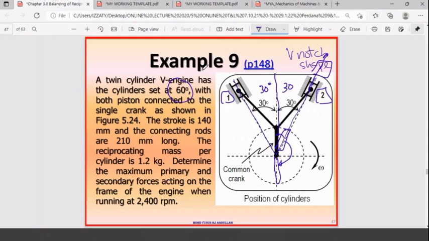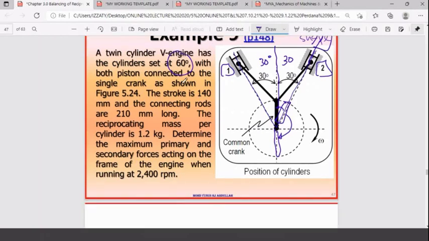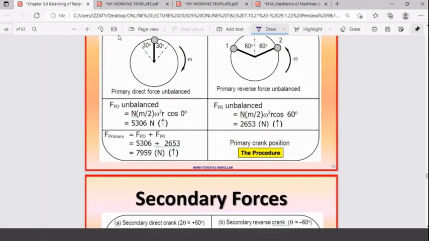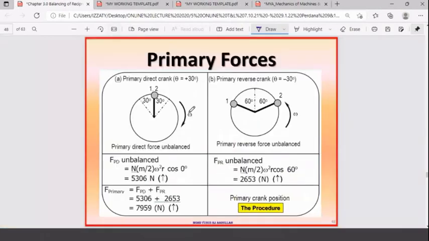Okay, now you can turn this one to page 148. We have the solution video. I'm going to do this one. So look at here. This is the result. I'm going to share with you how we get the result. Okay, remember just now, we can use the conclusion that the primary direct crank is always not balanced. So you put this one on the crank.